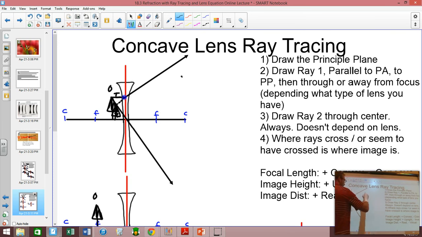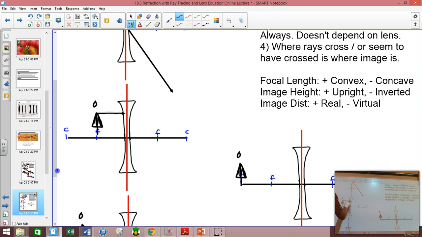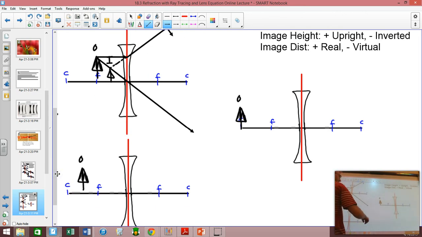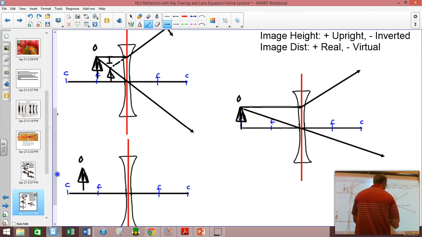Smaller, and the height is going to be positive. The distance to my image is going to be negative because it's virtual. Again, ray 1 comes in, it goes away from the focus. Ray 2, right through the center. I trace this backwards. There's my image. Same thing. I wonder if the next one's going to be this way. It looks like it's shaping up like that. Ray 1, away from the focus. Ray 2, through the center.